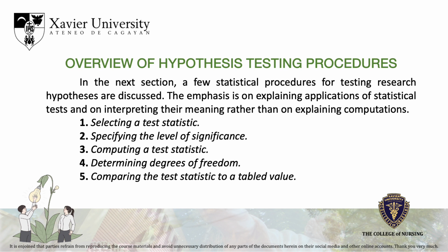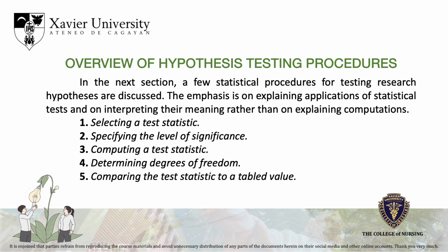Our fourth step, determining degrees of freedom. This is very important, the DF, or the degrees of freedom. The term degrees of freedom, or DF, is used throughout hypothesis testing to refer to the number of observations free to vary about a parameter. The concept is too complex for full elaboration here, but computing degrees of freedom is very easy. And the last, our fifth step, comparing the test statistic to a tabled value.